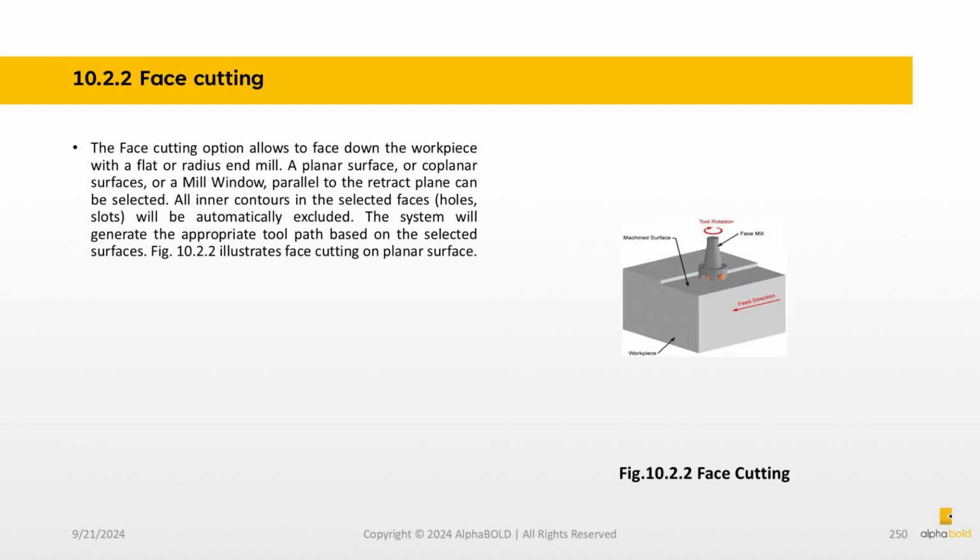The face cutting option allows to face down the workpiece with a flat or radius end mill. A planar surface or coplanar surfaces or a mill window parallel to the retract plane can be selected. All inner contours in the selected faces, holes, slots will be automatically excluded. The system will generate the appropriate tool path based on the selected surfaces. The example illustrates face cutting on planar surface.